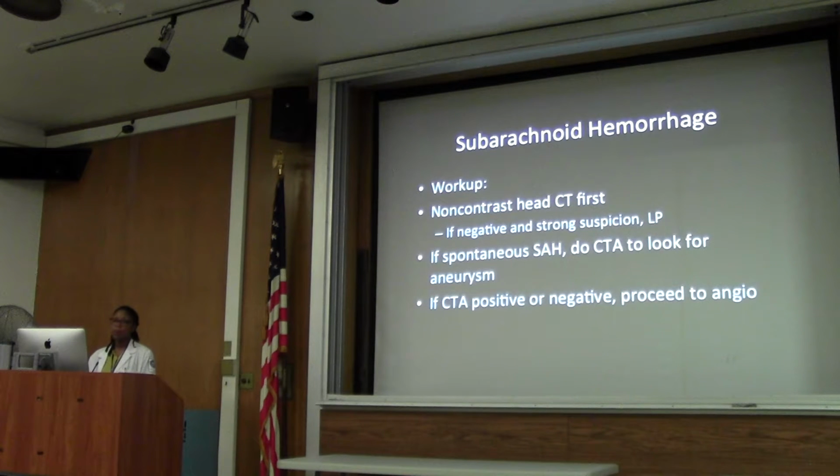So the workup, of course, we start with a non-contrast head CT. If there's a strong suspicion, you guys probably know that, you still suspect that there's subarachnoid blood, you can do an LP. If there is a spontaneous subarachnoid hemorrhage in a patient that has no trauma, then of course we need to do a CTA to look for aneurysm. If the CTA is positive, or even if it's negative, the next step is an angiogram, conventional angiogram.